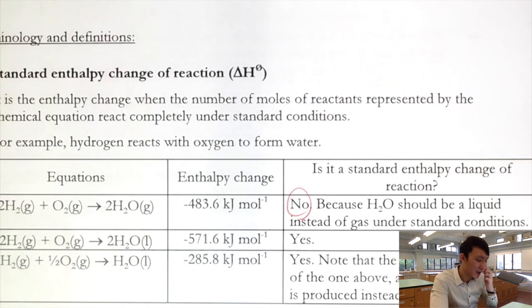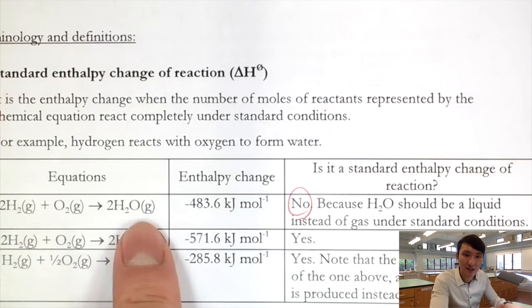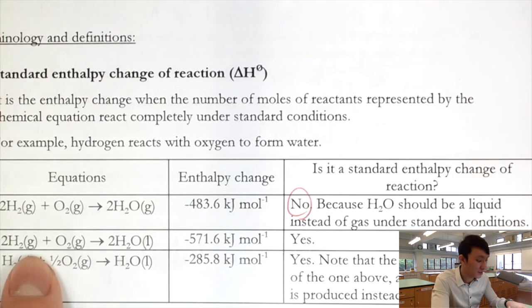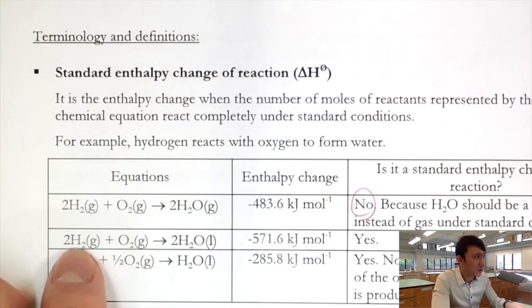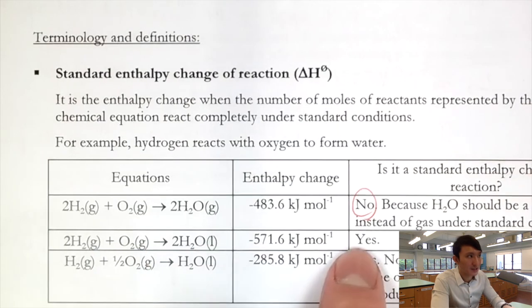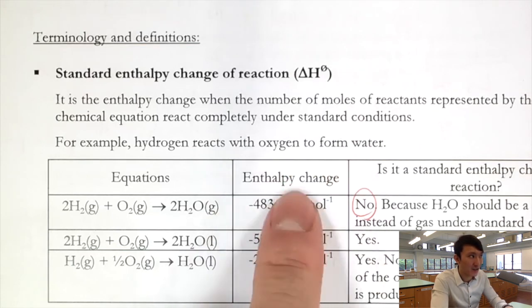So in this whole chapter, you have to indicate the physical state of all the chemical species, because if you do not indicate the physical state, we have no idea whether it is a standard condition or not, or a standard enthalpy change or not. Down here, H2 reacts with O2 to form H2O. This time it is liquid, so it is considered a standard enthalpy change. And you may notice that liquid and gas actually have different enthalpy change values.